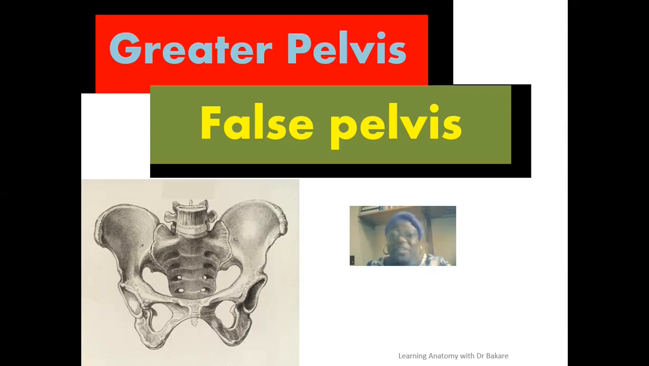In this lecture, we'll be looking at the greater pelvis. The greater pelvis can also be referred to as the false pelvis. Let's try and use this image by the side here to illustrate where the greater pelvis is located.